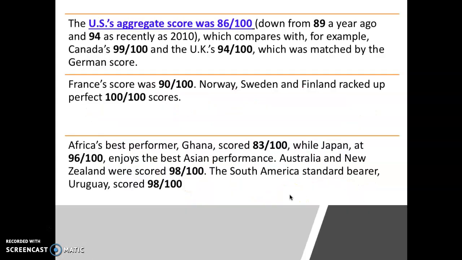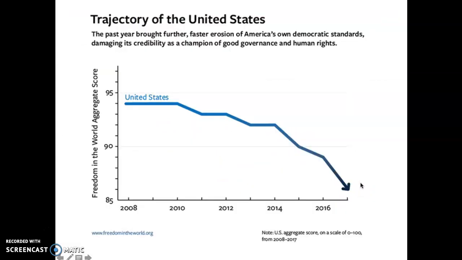Here's something important for you to know, though. The United States aggregate freedom score is not 100, it's 86 out of 100, which means that there's a lot of room for improvement. In addition to that, there are other countries in the world that are quote-unquote more free than the United States is. So Canada has a 99 out of 100. Finland and Sweden, Norway, they all have a 100 out of 100. There are countries in Africa that have similar freedom scores to the US. Look at this, Ghana has an 83 out of 100, right?